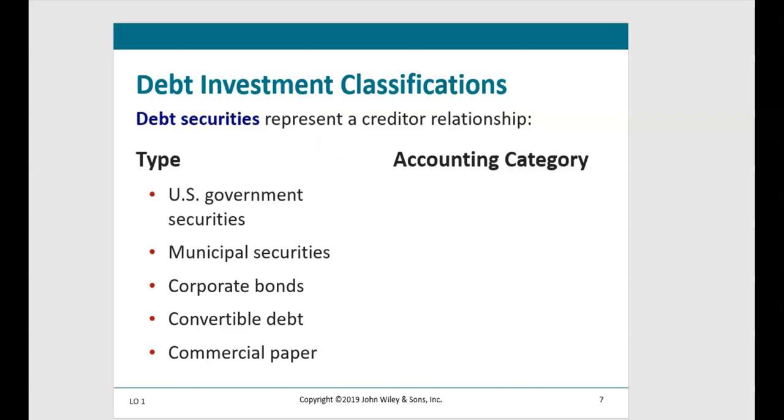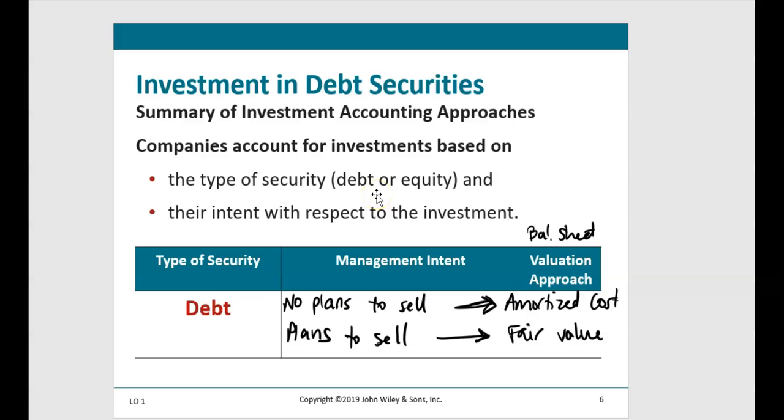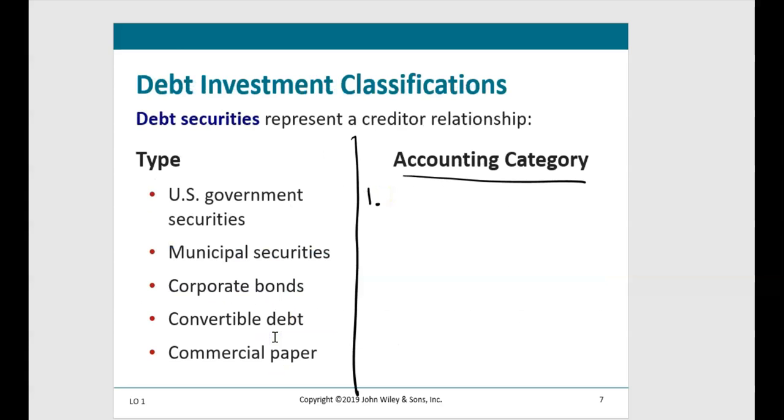Here we see a list of several of the more common types of debt investments: treasuries, munis, corporate bonds, convertible debt, commercial paper. The accounting rules for debt investments fall into one of three categories. Even though we looked at just two intentions here, no plans to sell or plans to sell, we're going to add one additional category.